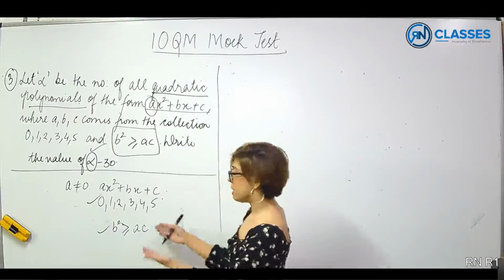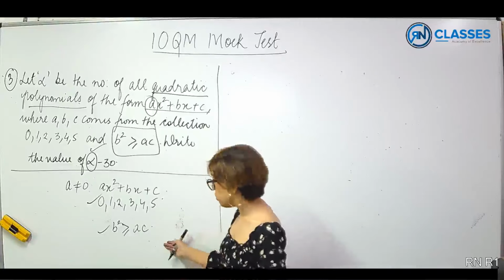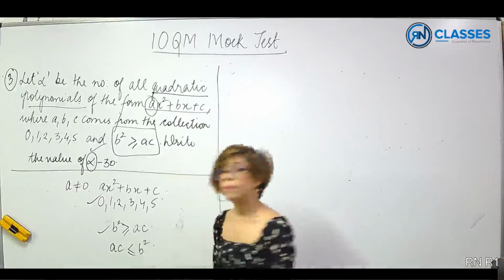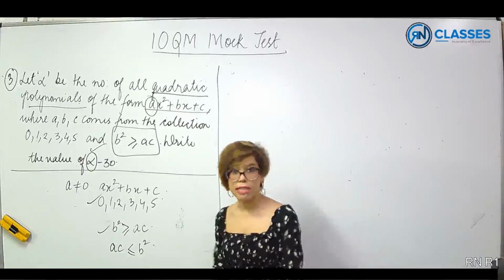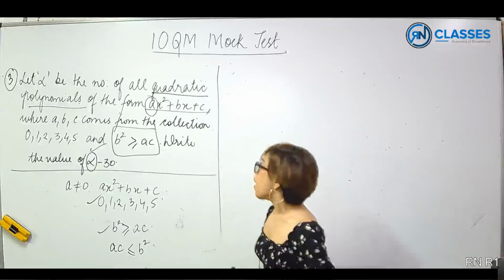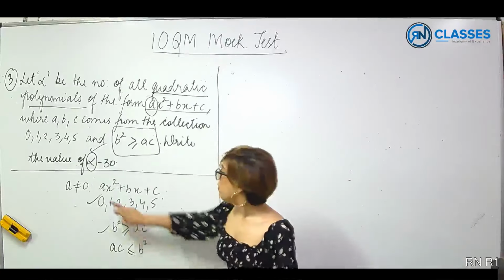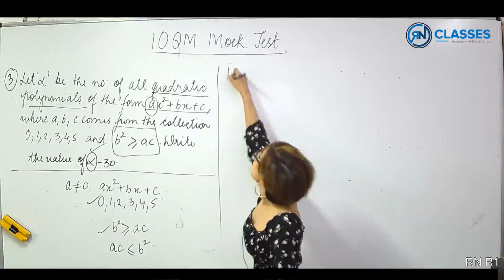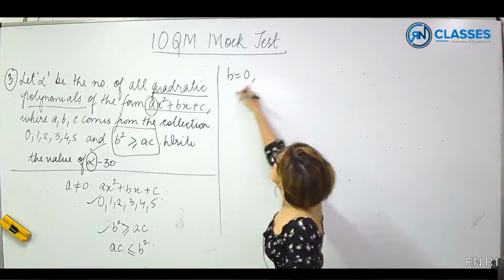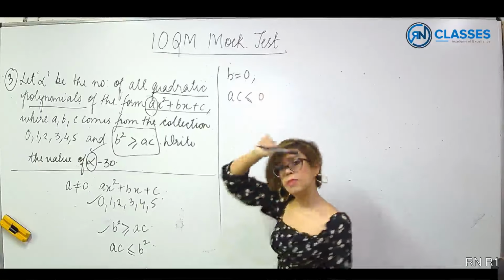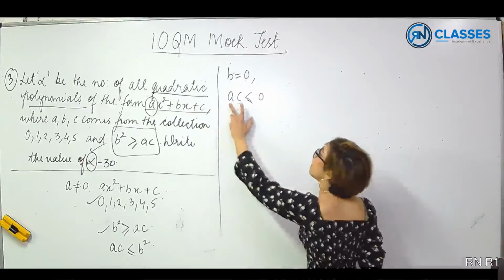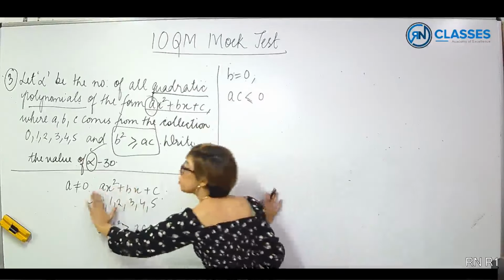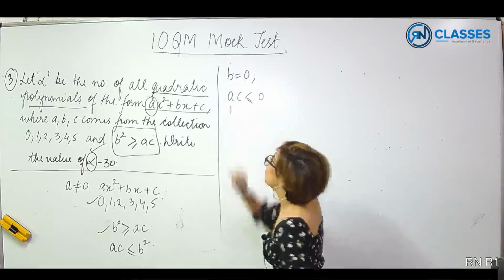Now, obviously, we'll start with this condition, b square greater than or equal to ac. I can rewrite this as ac less than or equal to b square, because I am more comfortable with this inequality. Now, I can see b is either 0 or 1 or 2, 3, 4, 5. So let me make the cases. Then b is equal to 0. ac is obviously less than or equal to 0. Now, I need to find the corresponding values of a and c. The least value of a which is possible, obviously 0 is not possible, is 1. So let's start with 1.